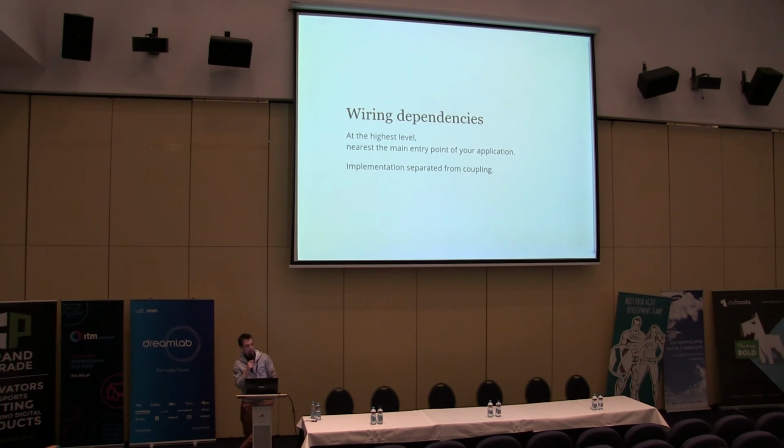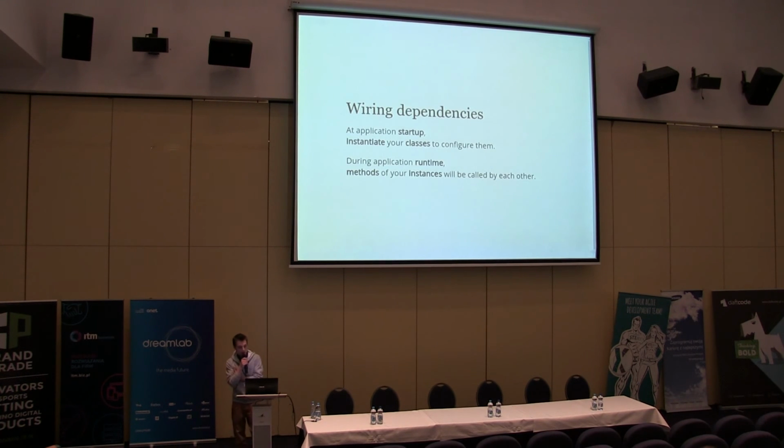If we want to change the implementation, we alter the code of the class. But if we want to exchange a dependency or change the configuration of an object, we alter the place of our application where the dependencies are created. Once our application starts, we prepare our classes for use by configuring them. And during the application runtime, only the methods of our instances are called by each other. So we instantiate classes only in one place, and then we can use the instances.